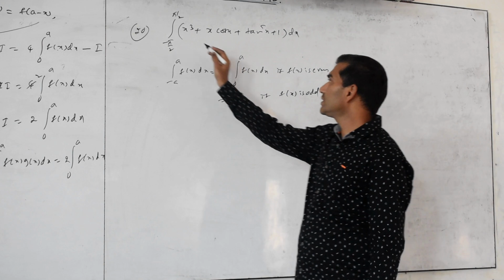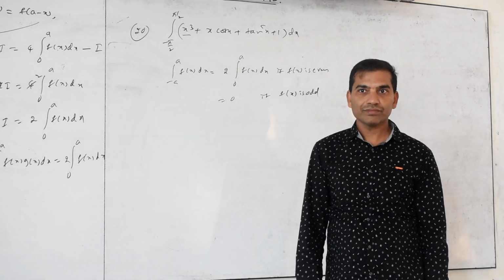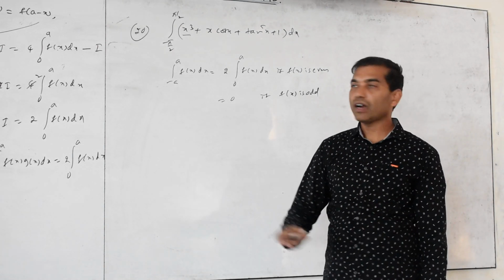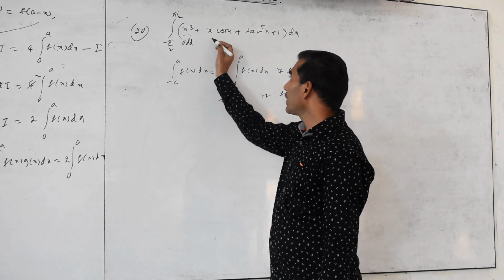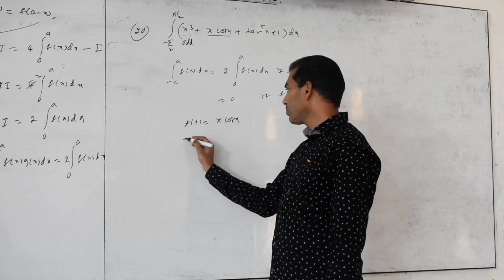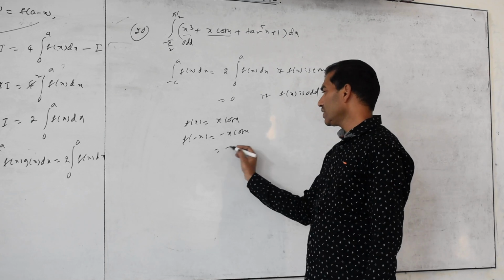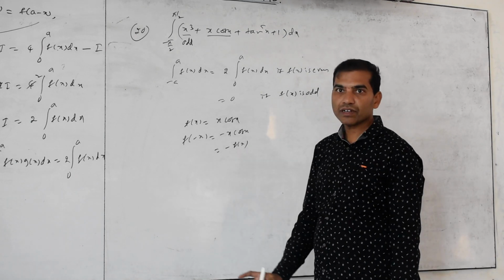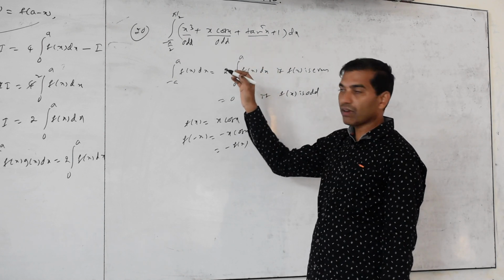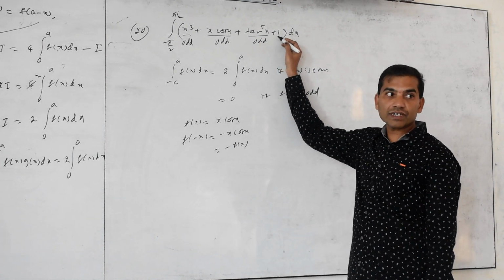Check it. Is this x cube odd or even? Odd, because f of minus x equals minus x cube, therefore it is odd. What about x cos x? f of x is equal to x cos x. Put x equal to minus x: minus x, cos of minus x is cos x. Therefore minus f of x, so it is odd. What about tan power 5x? Odd. What about 1? Even. Constant is even.